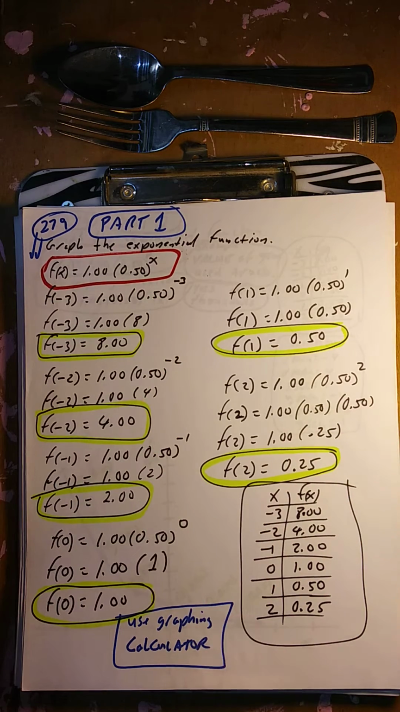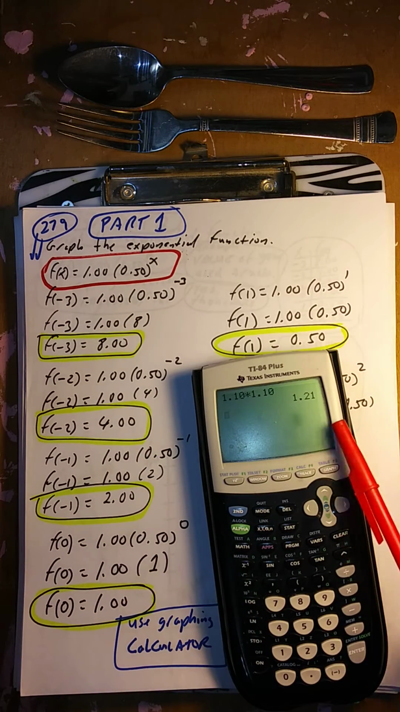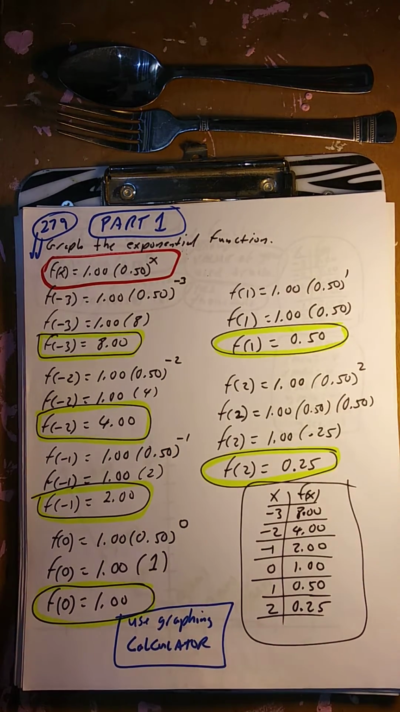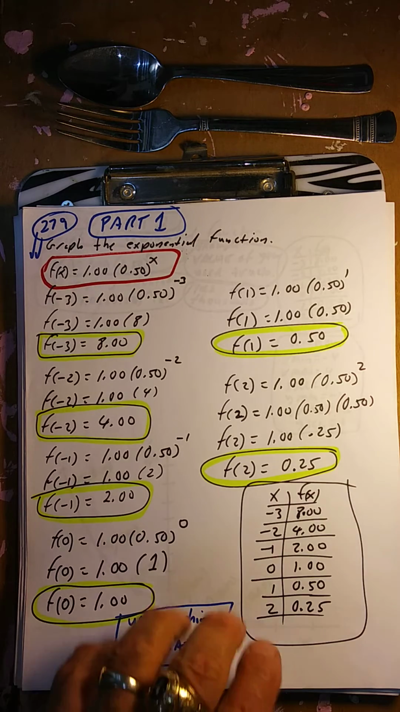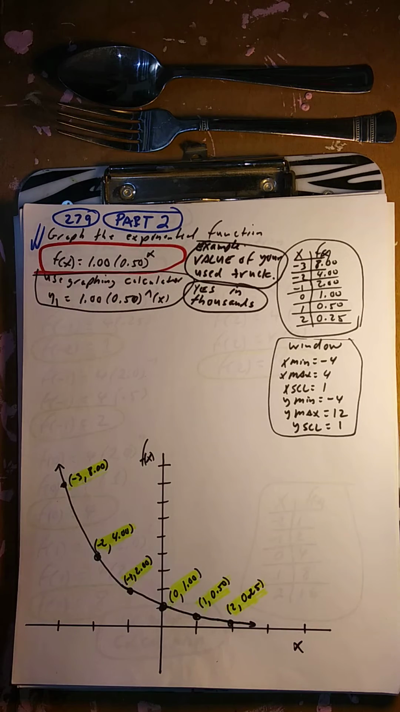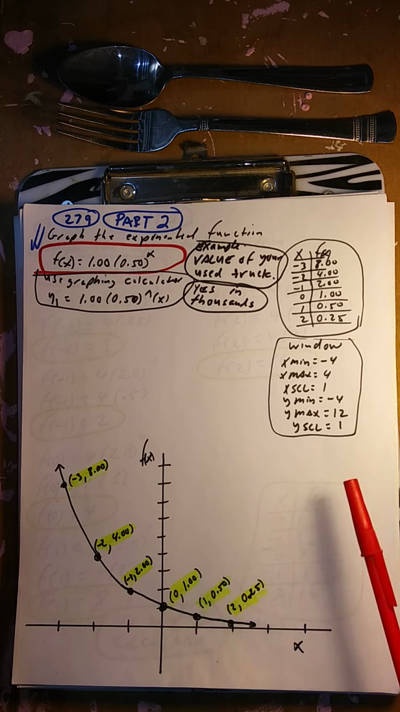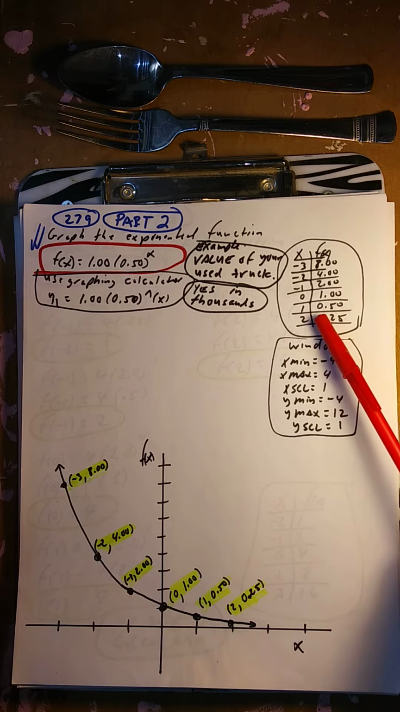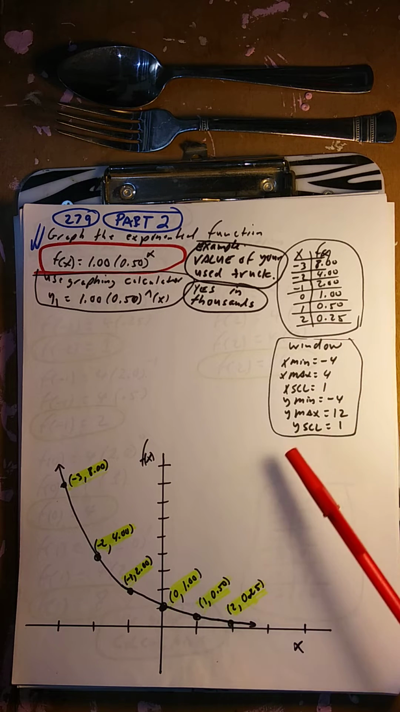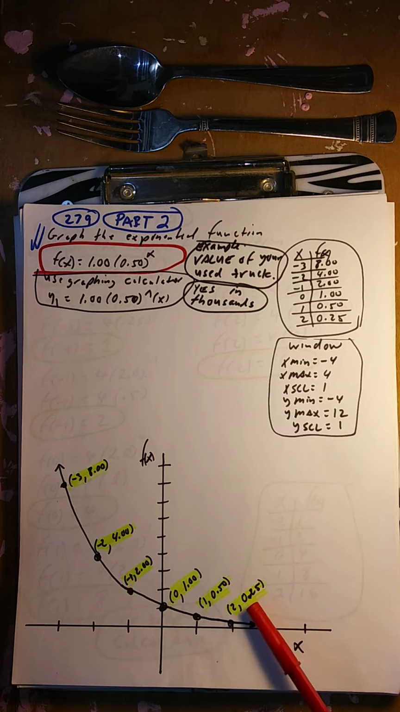And again, I suggest use this machine. Use it to work out these right here. Now, can we do it? Yes, we got it. So at negative 3 is 8.0. And negative 2 is 4.0. And negative 1 is 2. 0 is 1. And 1 is 0.50. And 2 is 0.25 and so on.